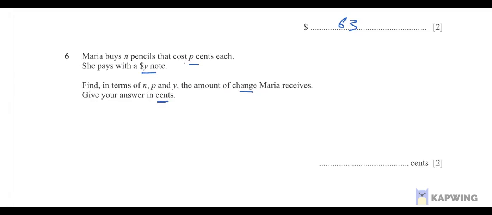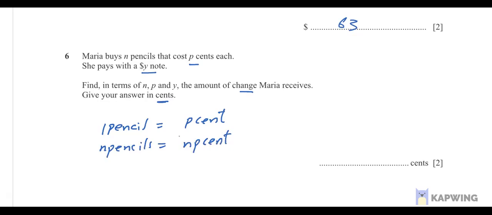Now the cost of one pencil, if we take one pencil, is P cents. So what will be the cost of N pencils? N pencils will be NP cents, because for 1 it is P, for 2 it will be 2P, for 3 it will be 3P, so for N pencils it will be NP cents. The unit we are writing is cents.